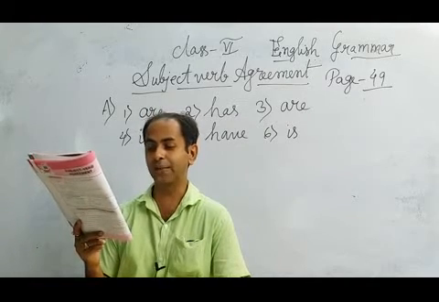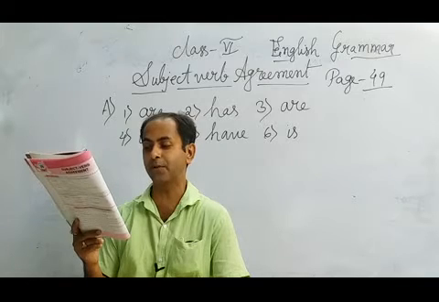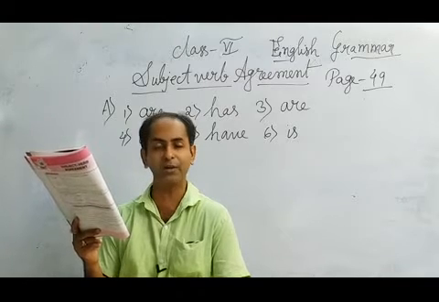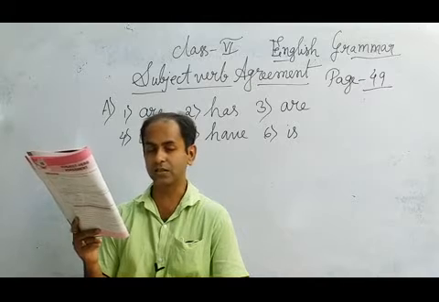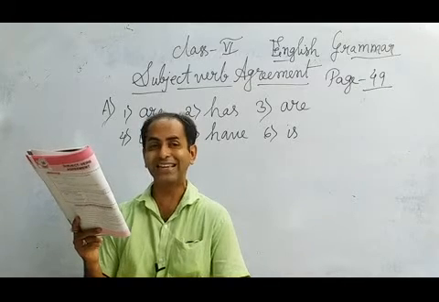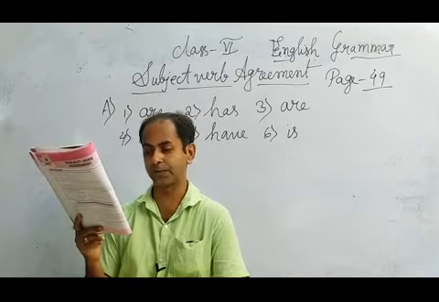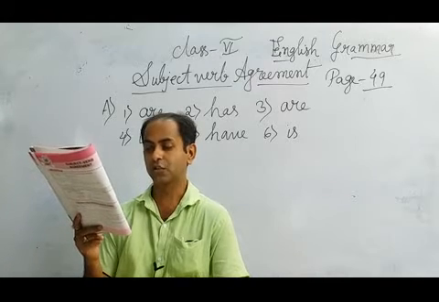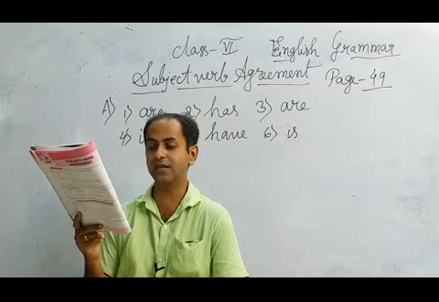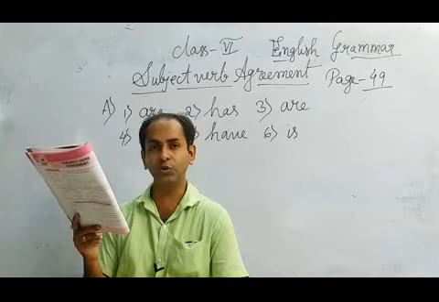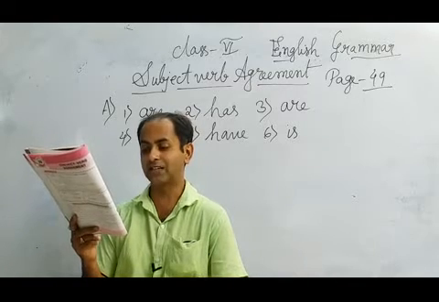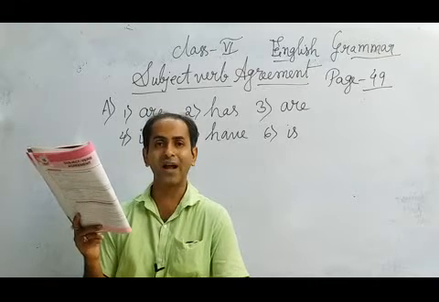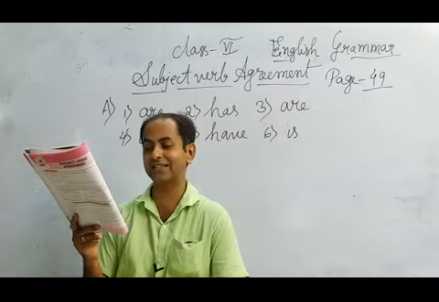So here the examples we can see: there is a butterfly near the window. A butterfly is singular. That's why the singular verb is has been used. Next one, there are pine trees in the forest. Pine trees is the subject and it is plural in form. That's why we have to take a plural verb, and that is are.